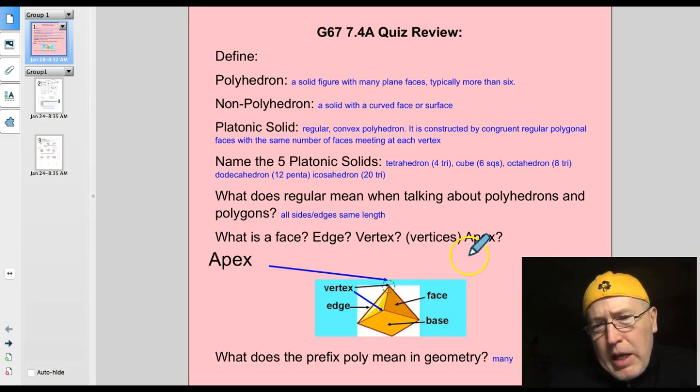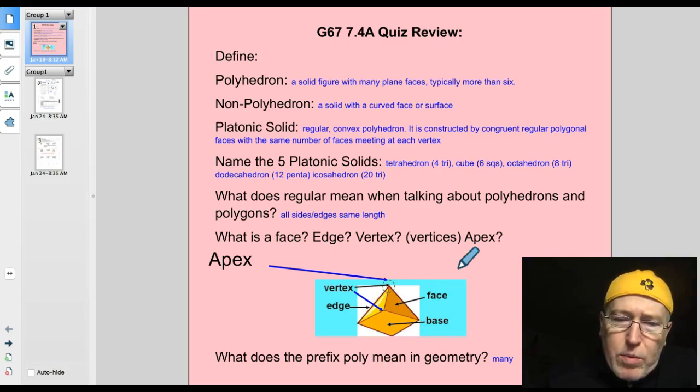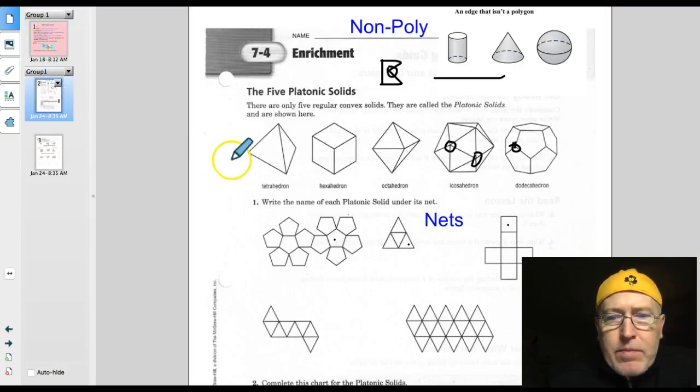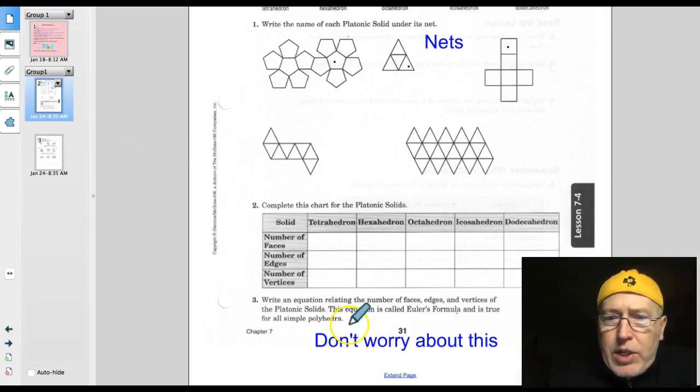And then on a pyramid like this, the top vertex, the vertex that's opposite the base, is also called an apex. What does the prefix poly mean in geometry? Poly means many. Polygon means many sides. All right, let me just check out here.